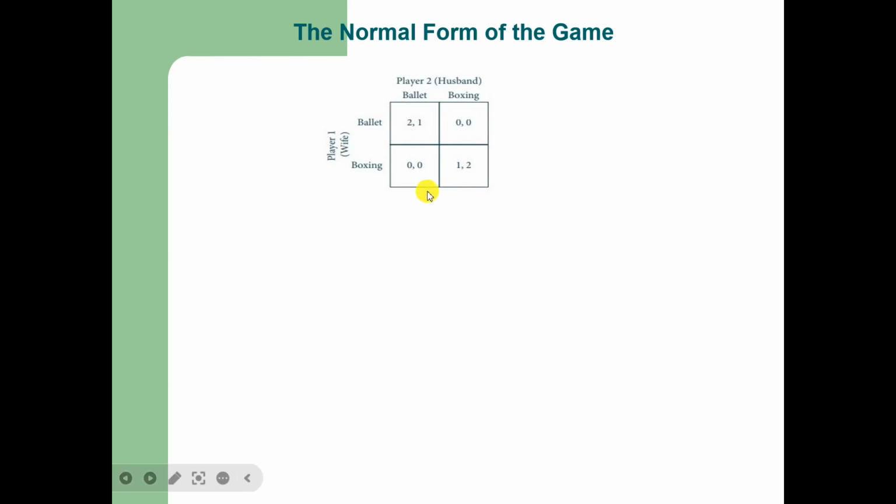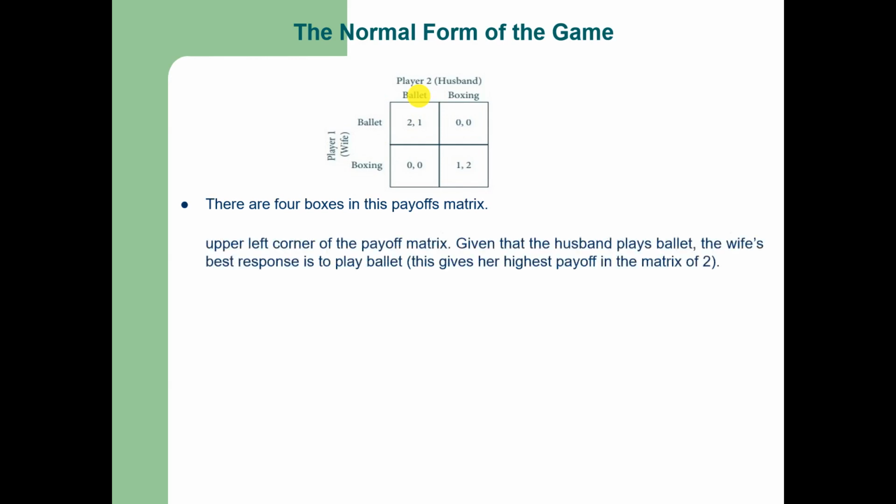Let us explain the normal form of the game, which is given in this payoff matrix. We measure the strategies of player 1, the wife, row-wise, and the strategies of the husband, who is player 2, column-wise. And there are various entries. The first entry in each box is the payoff for the wife, and the second entry is the payoff for the husband. There are 4 boxes in this payoff matrix.